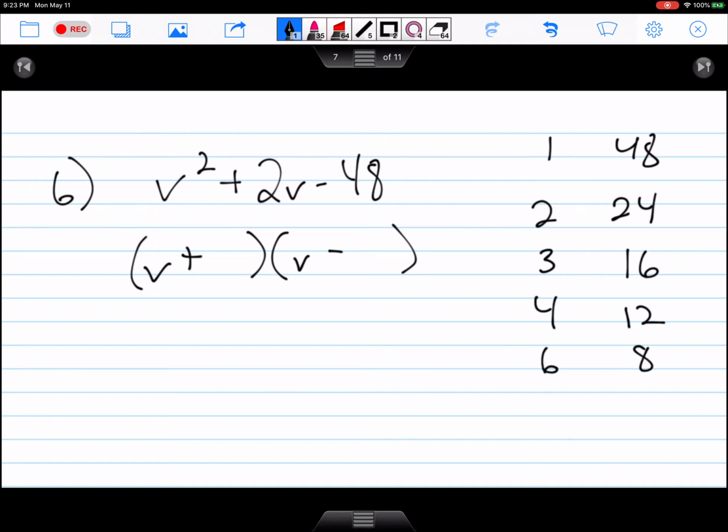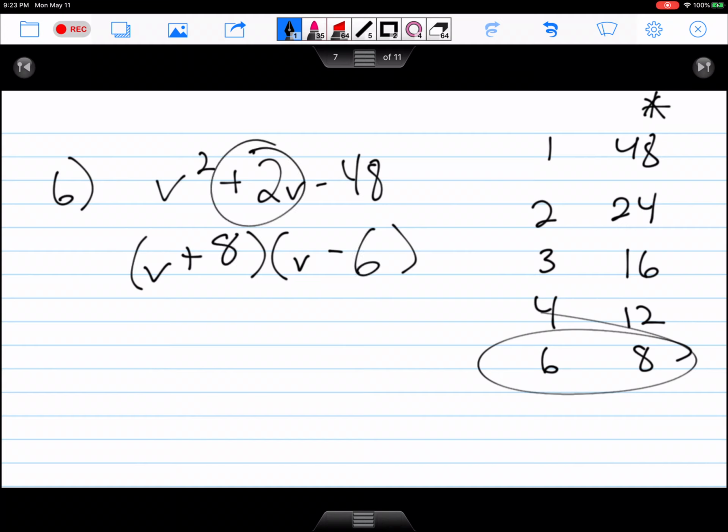Now, if you can just see this and see how the factors are going to play out, this is optional. I personally don't do that, but I do like to do that to show you a strategy. So it needs to multiply to be -48, but add to be positive. So the bigger number column is going to be my positive, and a difference of 2 is going to come from right there. I would need 8 positives and 6 negatives to provide me that middle term of 2v.